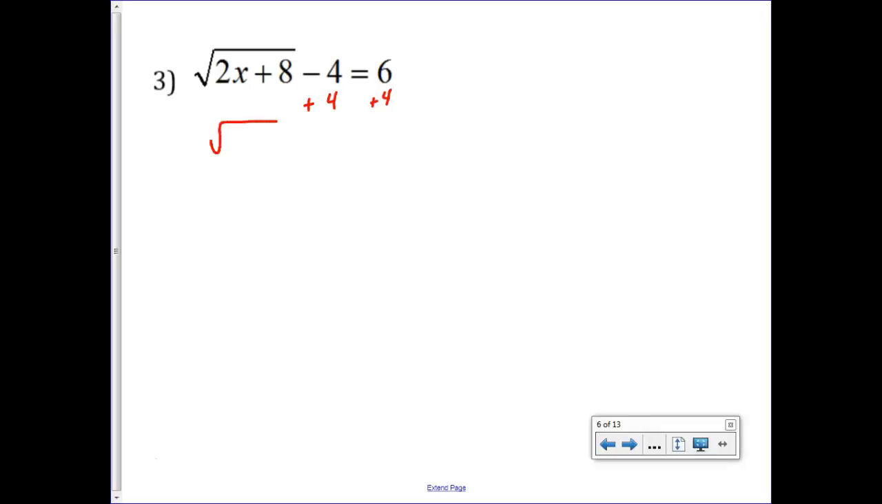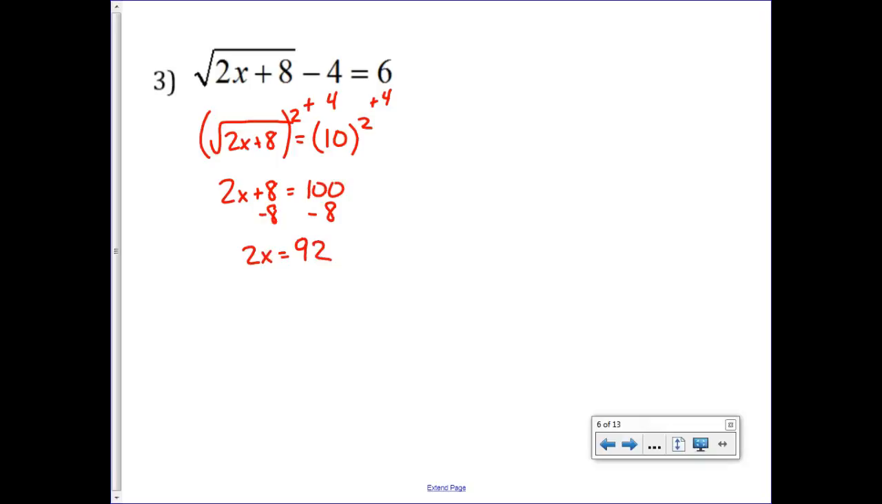So the square root of 2x plus 8 is equal to 10. Now the opposite of a square root is squaring. So I'm squaring both sides. So 2x plus 8 is equal to 100. Subtract 8. So 2x equals 92. Divide by 2. X equals 46.